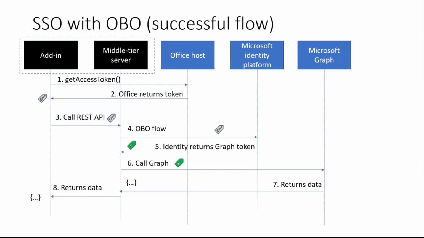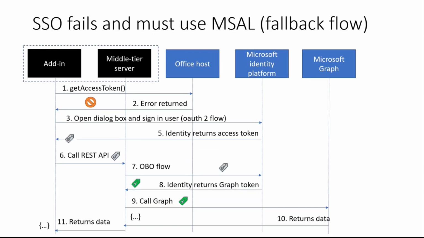I should also point out that every step along the way, when these tokens are passed, they're being validated. Your middle tier server is always validating, and Microsoft Graph would also validate any token passed to it. So it returns the data, your middle tier server may do some additional processing on that, and then it also returns data back to the add-in. So this is the successful flow.